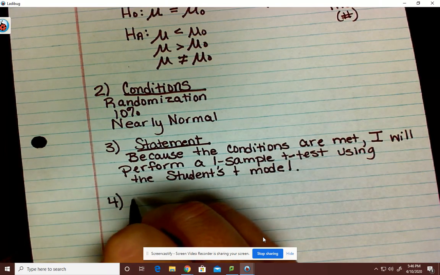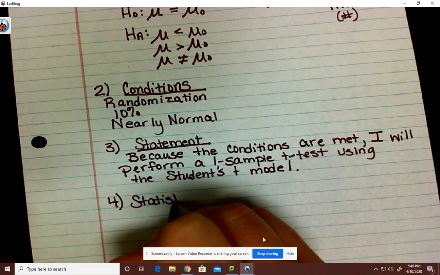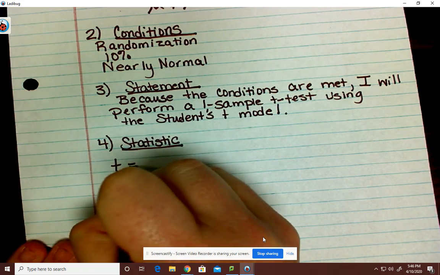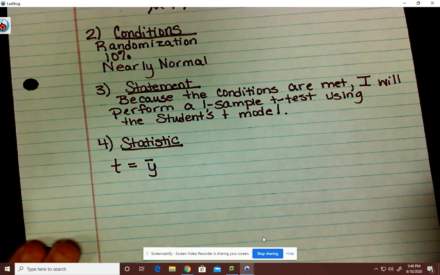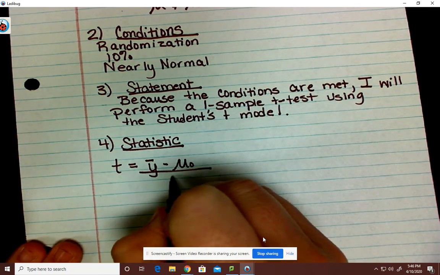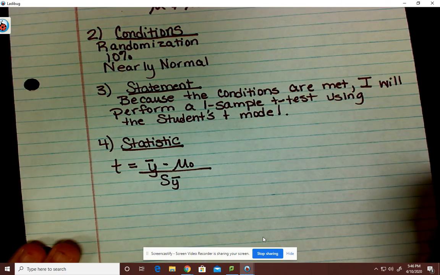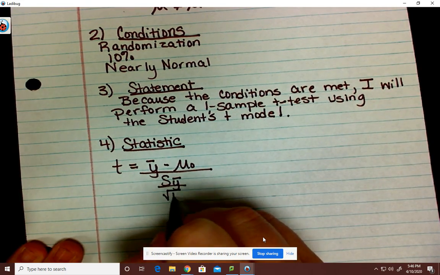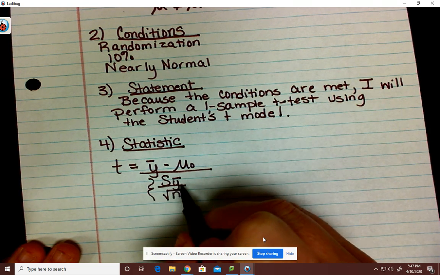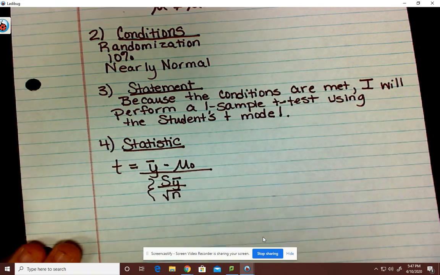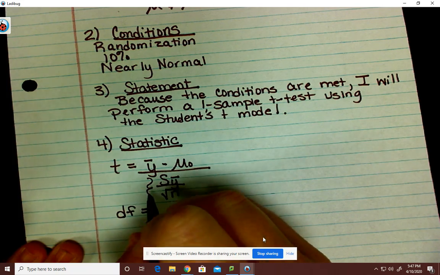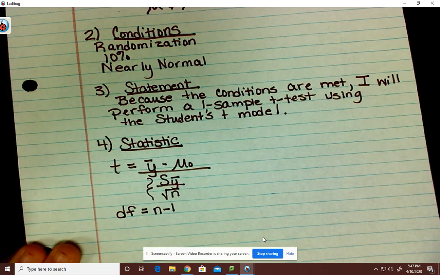Then you find your statistic. So this time you're finding a t-score. So it's the sample mean minus the hypothesized mean over the standard deviation of your sample over the square root of n. So this is how you find the standard error. The standard deviation of your sample over the square root of n, that is on your formula sheet. You do have to state the degrees of freedom when you do this, which is n minus 1, just like it was with confidence intervals.